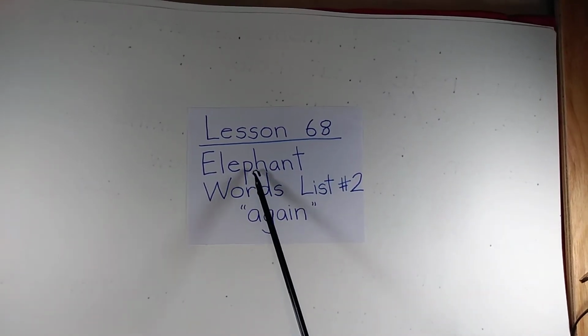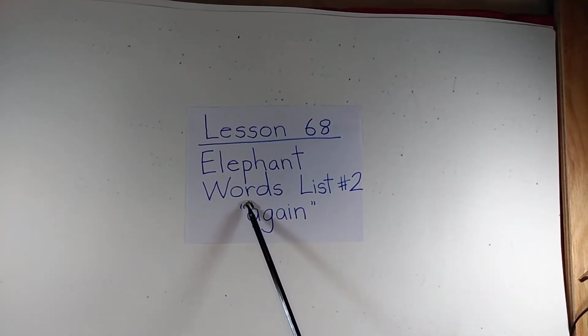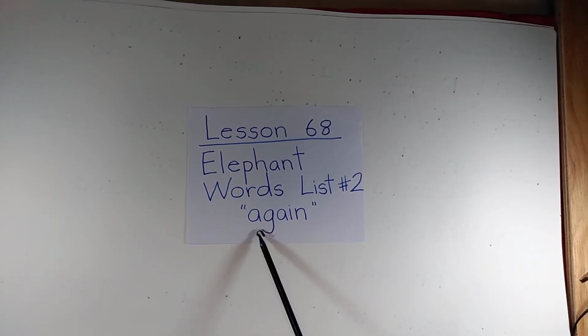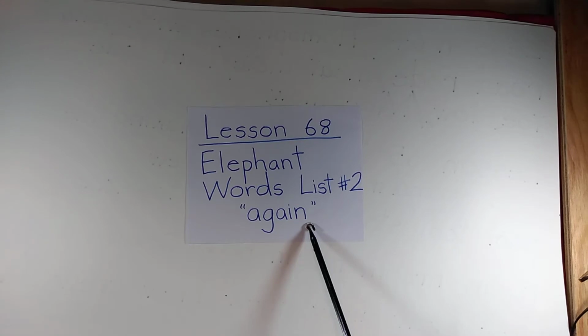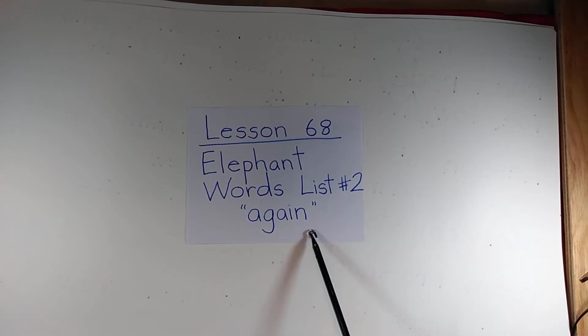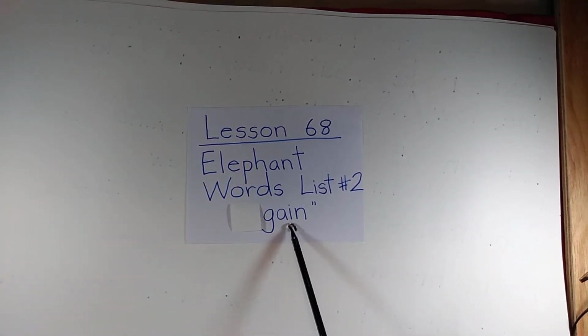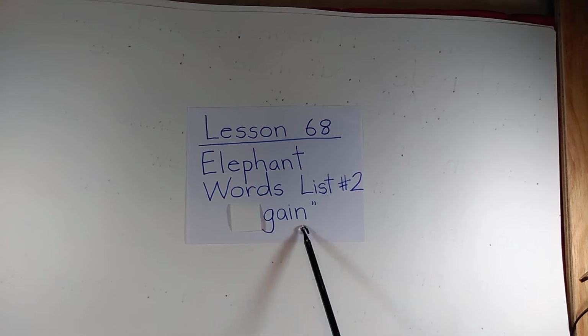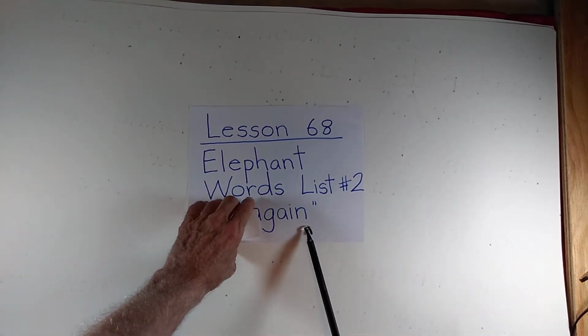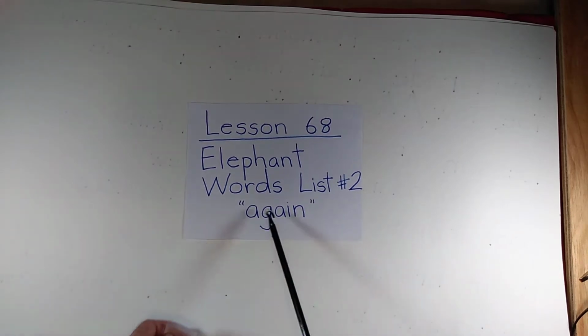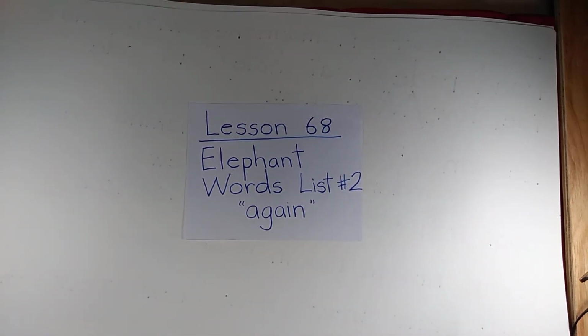In Lesson 68, we're going to have another list of elephant words, and the sample that I've used is the word again. If this word would actually follow the phonetic rule of AI, making the long A sound, this word right here would be gain, and we'd have again. But it's not again, it's again. So English does have some tricks, but once the student learns these tricks, it will be smooth sailing in their reading.